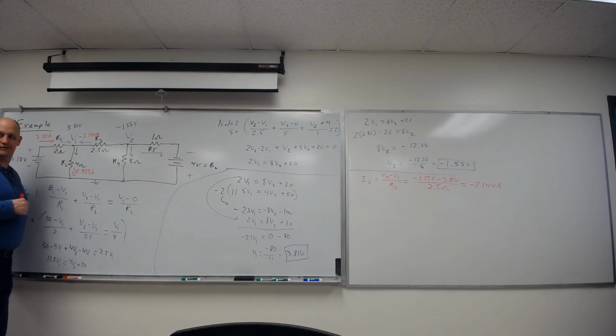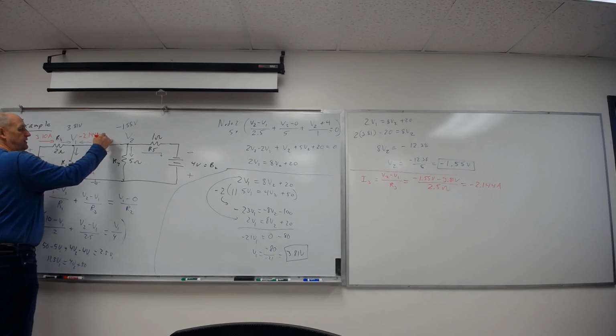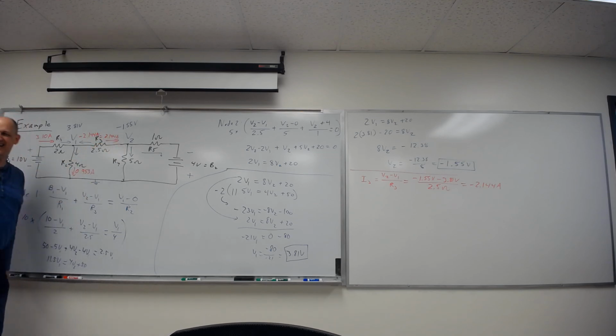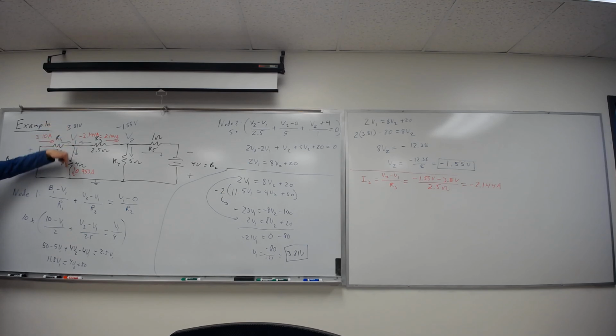this direction. Or in other words, I have 2.144 amps actually going that direction. The negative sign just says, hey, my initial assumption was wrong. It's really going this way. I mean, what's happening? I have 3.10 amps coming in, 0.953 goes here, 2.144 goes there.